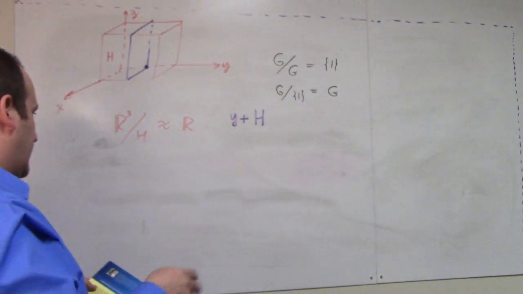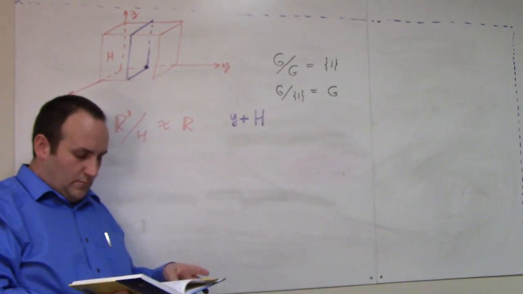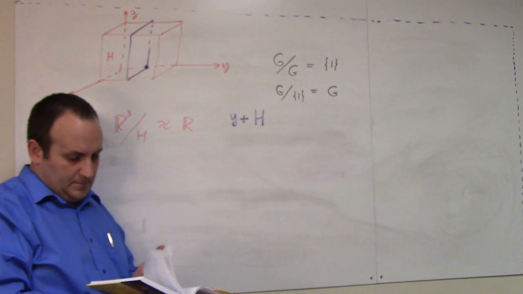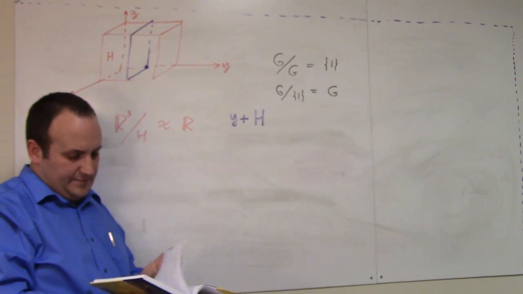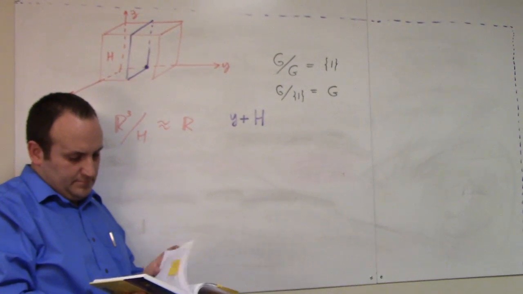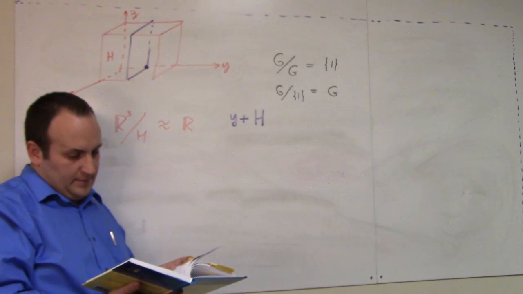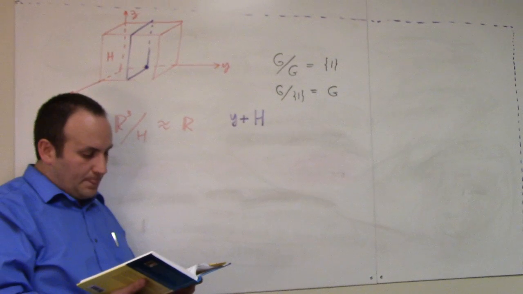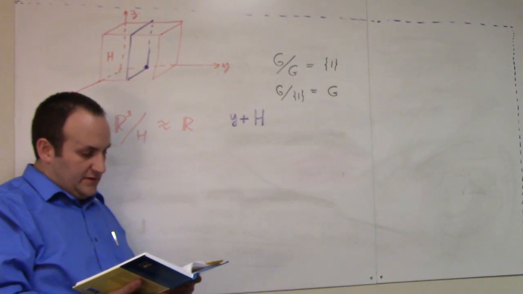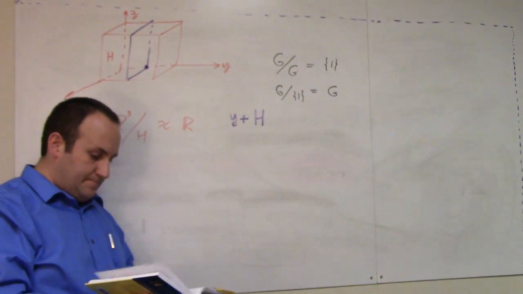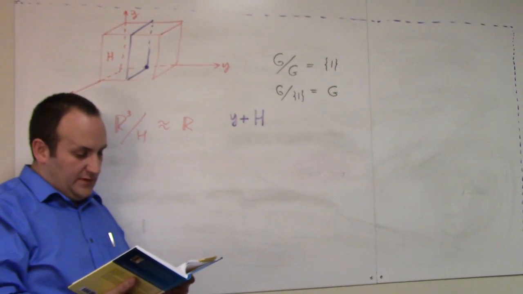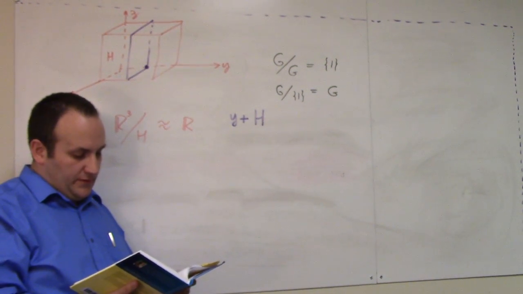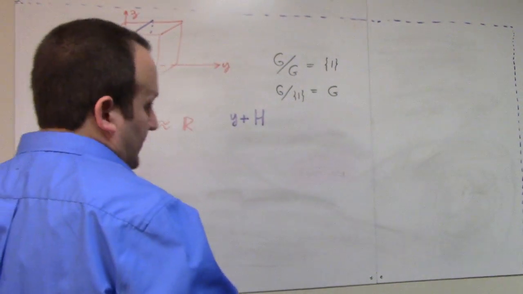Let me tell you where we're going. Next he goes on in section 2.3 to discuss the groups SU2 and SO3. So what does U stand for in that? Right, let's talk about that.